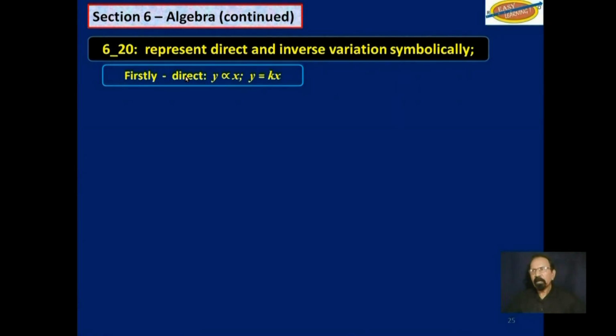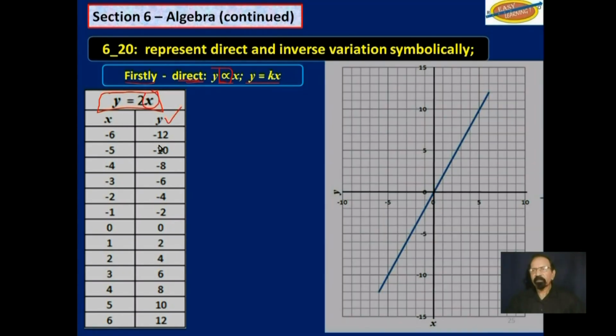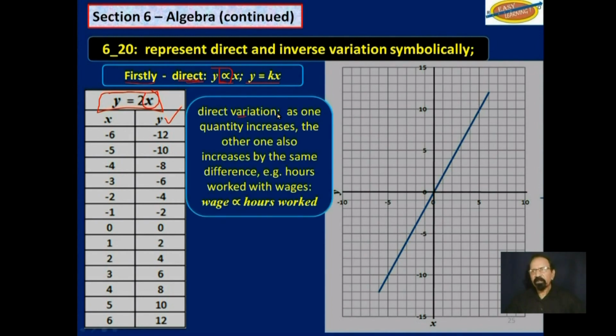So firstly, let's deal with direct variation. y varies directly with x, or y is equal to kx. Now, if you have a little equation like this and you say y is equal to 2x, and you use various values for x and you get the various values for y, and you plot a graph, this is what the graph looks like. Direct variation: as one quantity increases, the other also increases by the same difference.